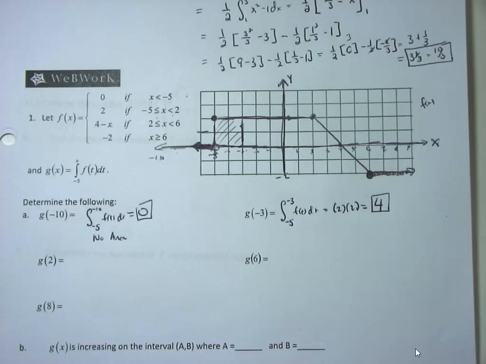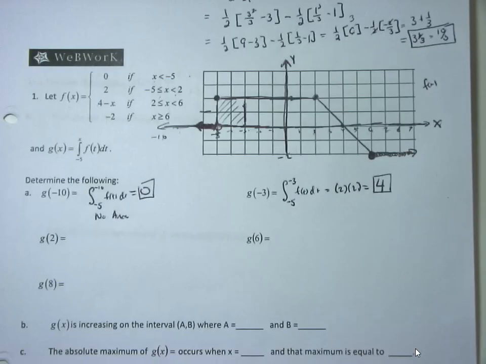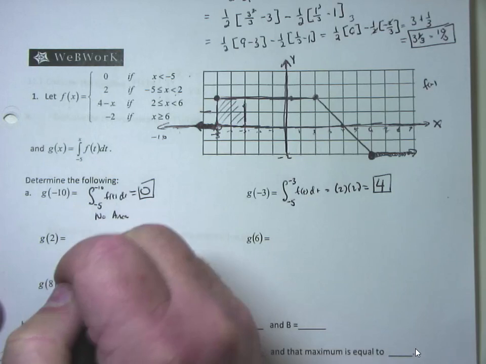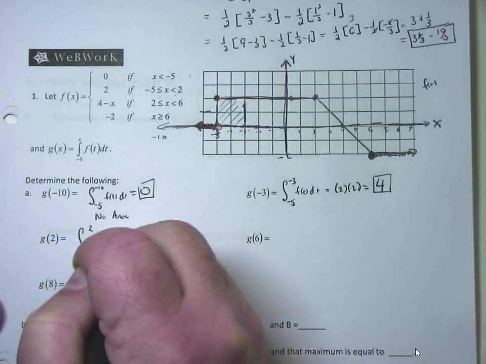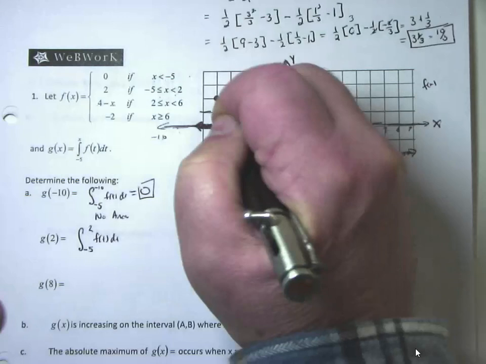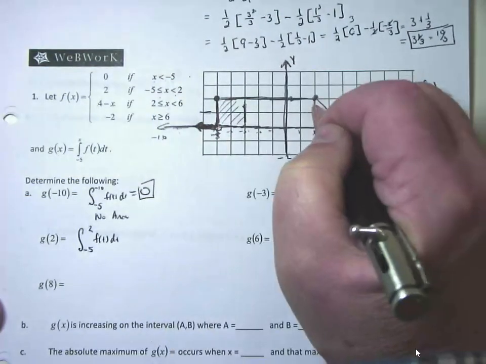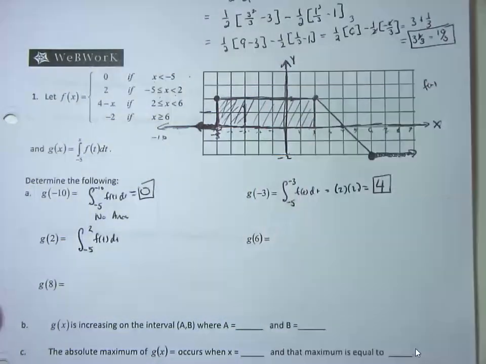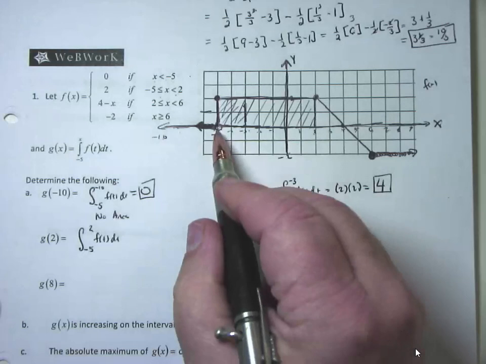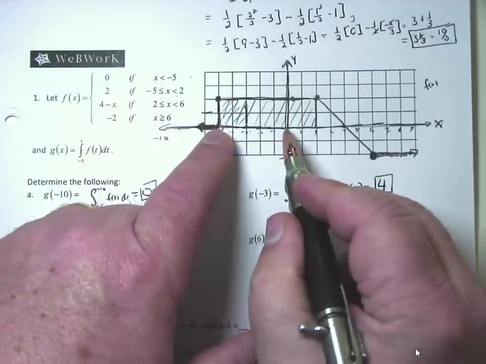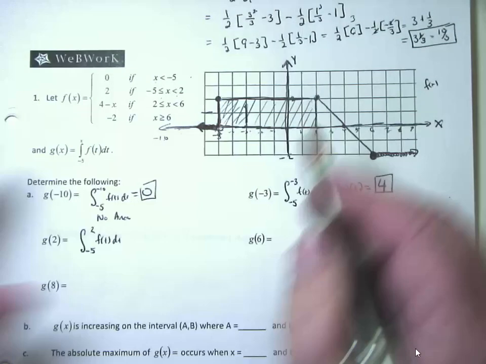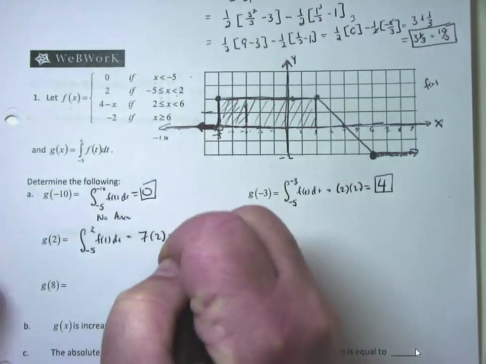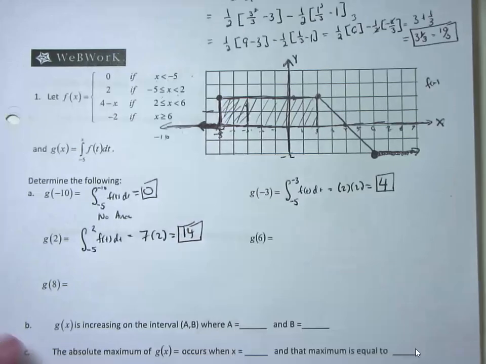Pay close attention to it because you got a WebWork problem that looks just like this. Numbers are different, but the idea is the same. Next one you're supposed to do is g of 2. G of 2 would be the integral between negative 5 and 2 of f of t dt. Remember, you're starting at negative 5 here, but now we're going to go over to 2. Here's 2, so now we're talking about this area. So it has a length of how long? It's 5 to this point, and 2 more makes it 7. The height is 2, so this is going to be 7 times 2, makes the answer 14.